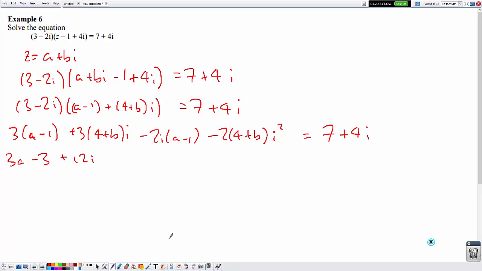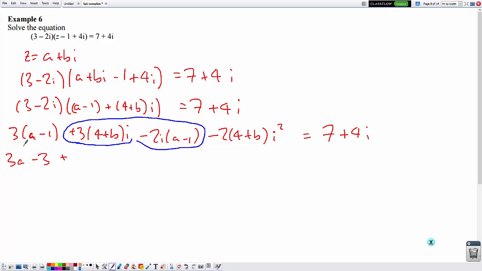In fact, equals plus 12i plus... actually, we want to compare real and imaginary parts. So let's gather my i's together. These are my i's, everything that's got an i in it. So I'm going to factorize out the i from this.